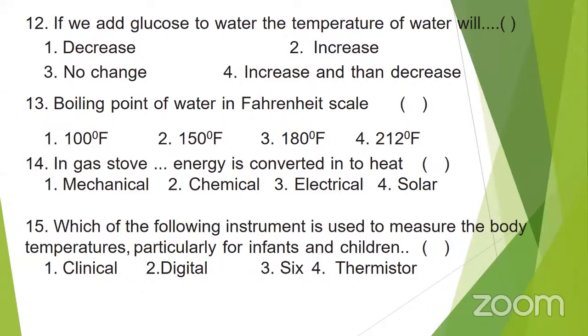And 14th question, in a gas stove, already we discussed it, which energy? What is the question? Chemical. Okay, only 2 children. Most of the children, have you answered previously? No. 14th question, what is happening? You are interested in another part than the questions part. I don't know what is happening to you. So chemical energy is converted into heat energy here. And 15th question, which of the following instruments is used to measure the temperature of the body, particularly in infant children? Thermistor, of course, it is a thermistor.